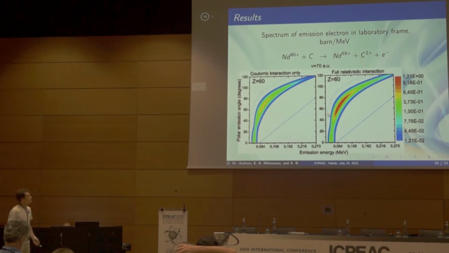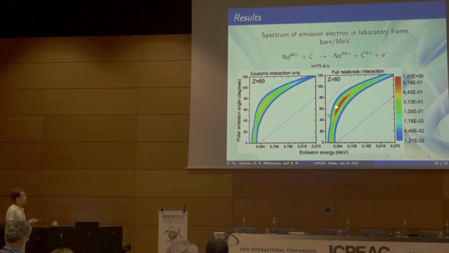Here are the computational results. Here is considered the process of collision of a nucleus with Z equal to 60 with carbon. The velocity of collision is 70 atomic units. The process is considered in the rest frame of the atom. The left plot gives a calculation with disregard of the Breit interaction, and the right one presents the calculation with full inter-electron interaction taken into account. We can see a considerable growth of the cross-section due to the relativistic effect and to the Breit interaction.